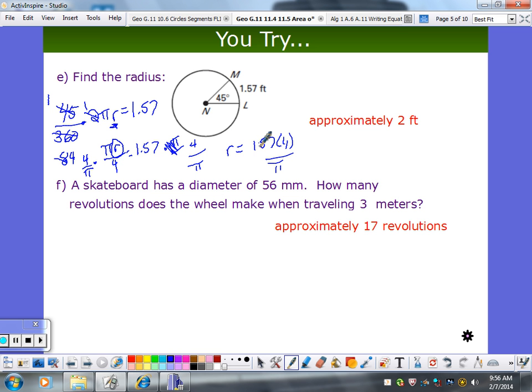Playing with these little guys here. And then this one with the revolutions. Skateboard has a diameter. You got the wheel. This is a skateboard wheel. I hope that's what this is. Has a diameter of 56 millimeters. That's this whole thing. How many revolutions does it make if you're going 3 meters? So you're like turning.